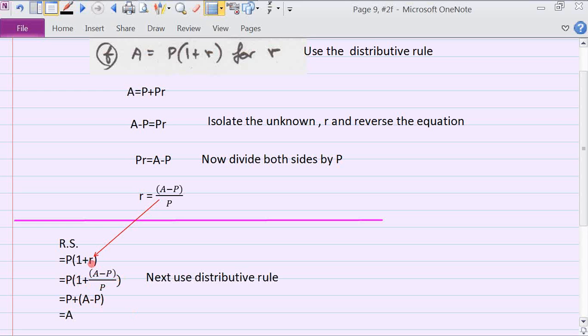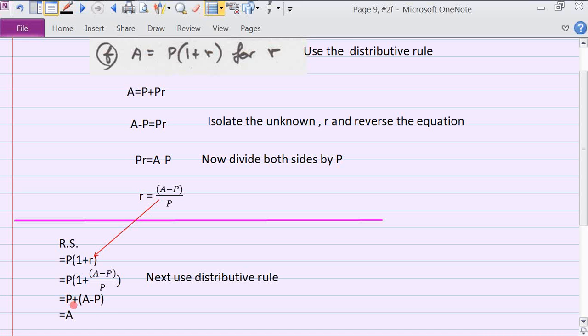So first of all, I substituted for the R. I found R was A minus P over P. I substituted for it right here. And then I used the distributive rule. So I multiplied this times this. I got P. And I multiplied P times A minus P over P. The P's cancel, and I'm left with A minus P.